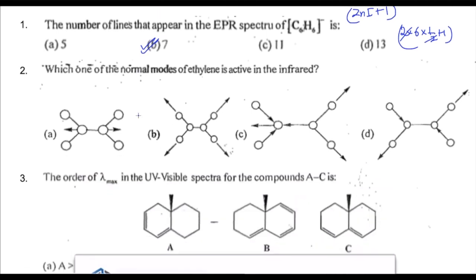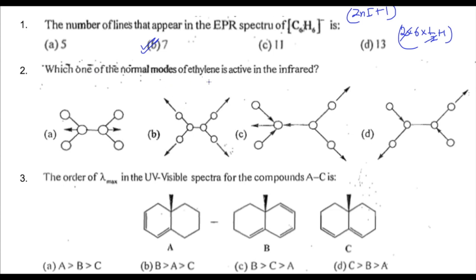Alright, the next one says: which one of the following normal modes of ethylene is active in the infrared? That means which of these is IR active. For an IR active mode, if the molecule has a symmetrical stretching, that is IR inactive. So symmetrical is IR inactive. Now if you look at it, the first option is a symmetrical stretching.